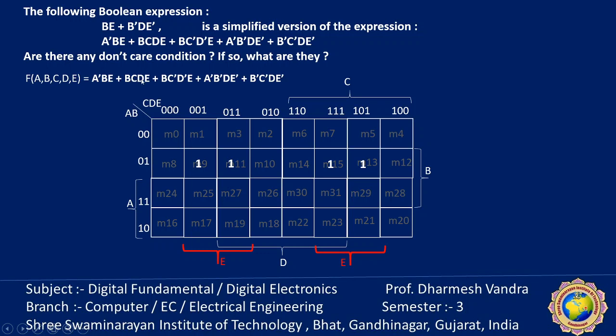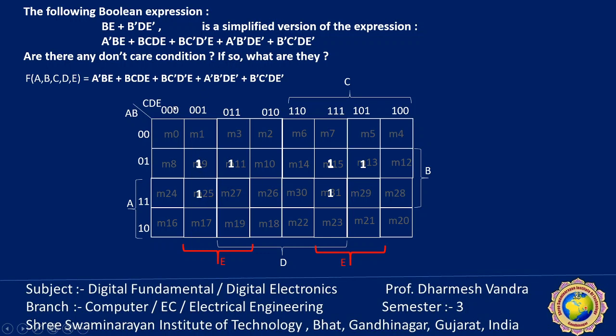Next is B C D E. B is 1, middle two rows, C, D, E all three are 1. So middle two rows with all three being one is possible only at M31 and M15. So these two minterms represent B C D E. Now next is B C dash D dash E. So B is the middle two rows, C dash 0, D dash 0, E 1. So 0, 0, 1. M19 and M25, 0, 0, 1. So M19 and M25, these two minterms are there.